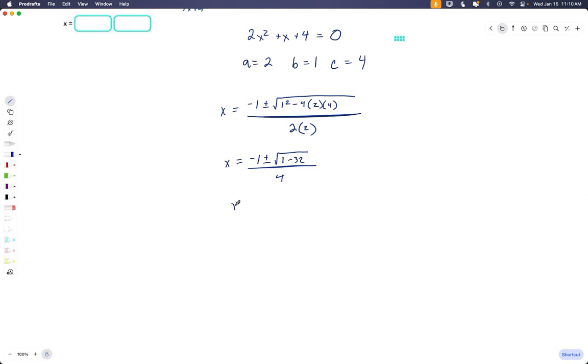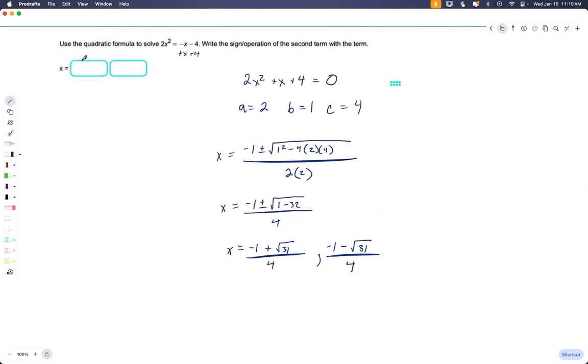So x is equal to negative 1 plus the square root of 31 over 4, or negative 1 minus the square root of 31 over 4, because you have that plus or minus giving you two different answers. You're either adding it on one go and you're subtracting it on the other go. So those are your two answers that would go up here. Negative 1 plus square root of 31.